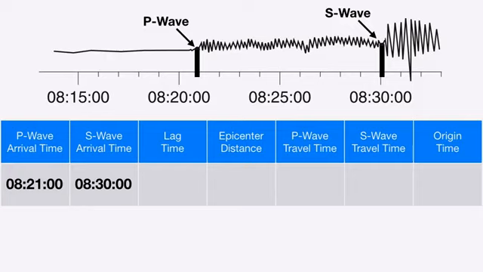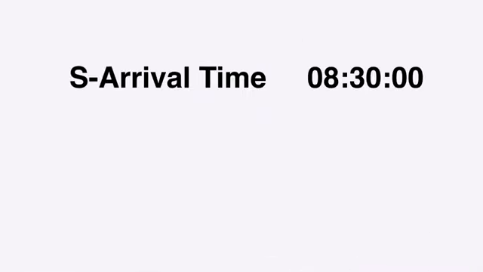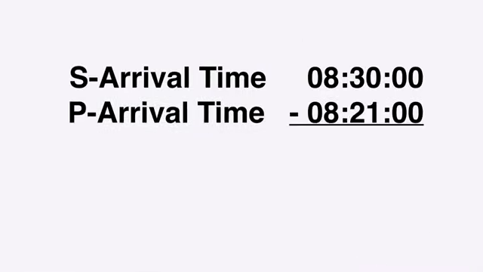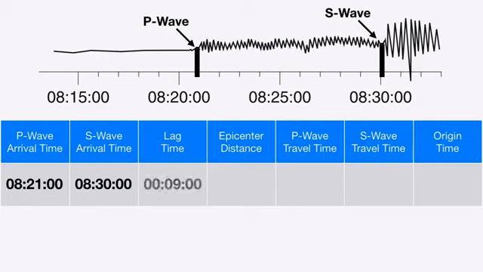First, let's calculate the lag time for this earthquake. To do this, we're going to take the arrival time for the S wave and subtract the arrival time for the P wave. So in our example, we're going to take 8:30 and subtract 8:21, giving us a lag time, or a difference in arrival time, of 9 minutes. We'll add that to our chart.